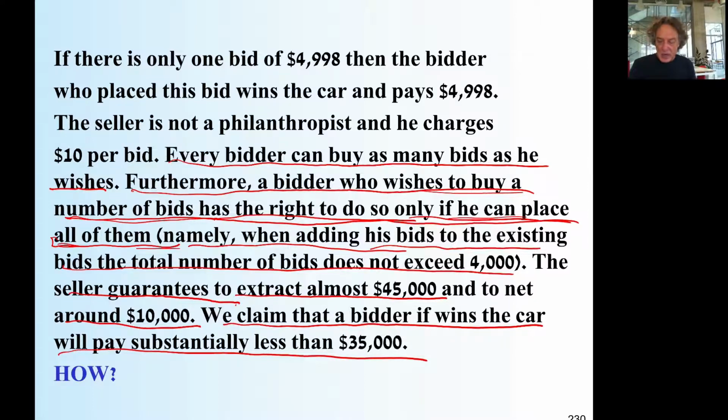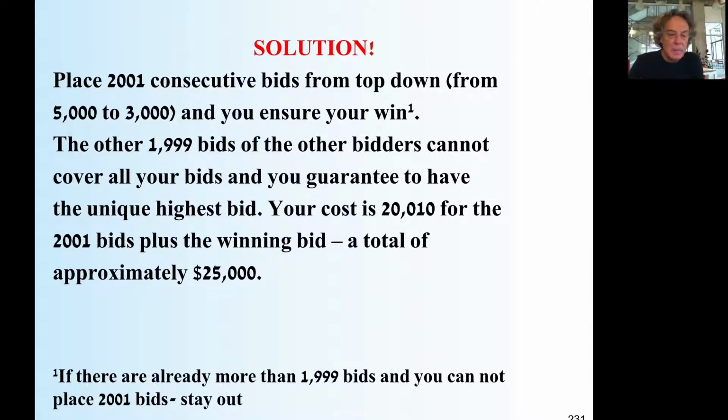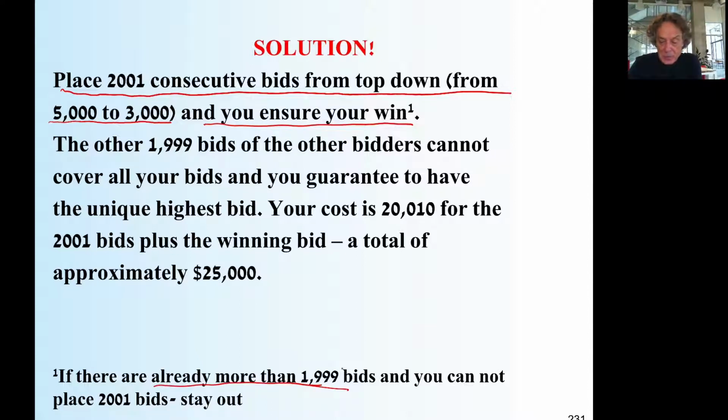Okay, so how? Solution. Place 2001 consecutive bids from top down from $5,000 to $3,000. And you ensure your win. By the way, if there are already 2,000 bids or more, and you cannot place the 2001 bids, you can stay out if you wish. You say, I'm out. I don't put anything. I don't participate in this auction.